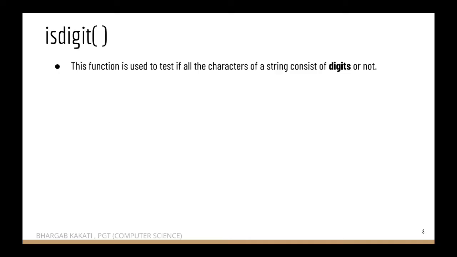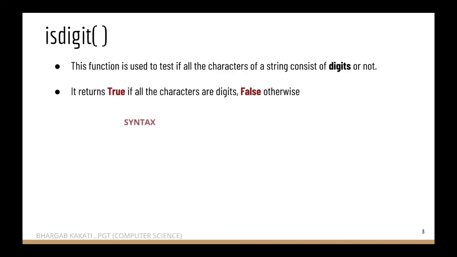So what it does, with the help of this function, Python tests if all the characters are digits or not. Digits consist of 0 to 9. Except 0 to 9, it cannot contain even 0.2. Point does not fall under digits. So it returns true if all the characters are digits, false otherwise. So if all the characters are digits, it will return true, otherwise false.